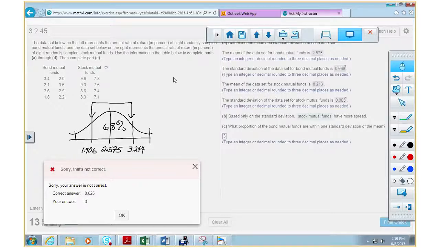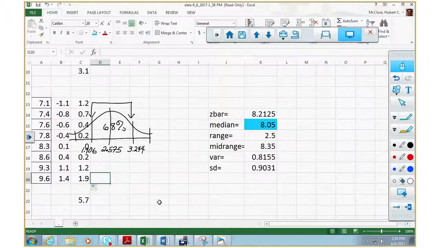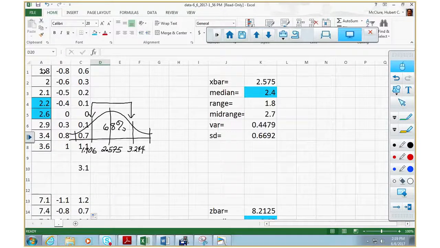You know what they're doing? They have to be counting. All right, go back up to your bond mutual funds. How many are between 1.9 and 3.2? Somebody count. Let's go back to the spreadsheet. That's what they're doing. 1.9 would be this one, and 3.2. So somebody, 1, 2, 3, 4, 5. Divide 5 by 8. That is so stupid. That's what they're doing. I've never done that before. I've never asked students to do that before, so that's something new to me.